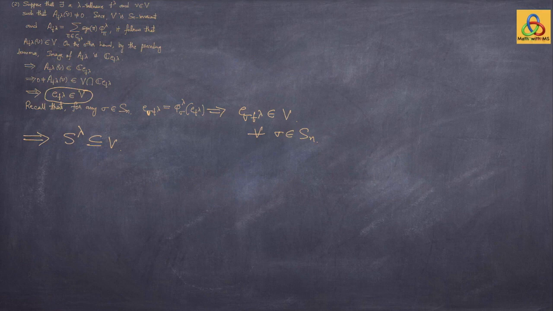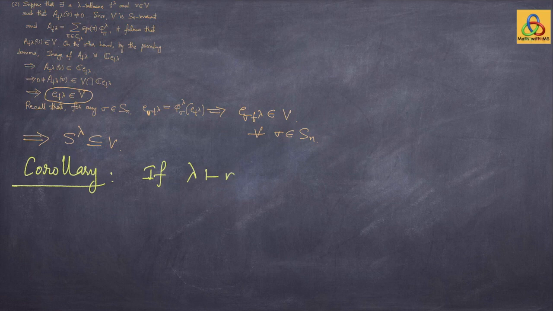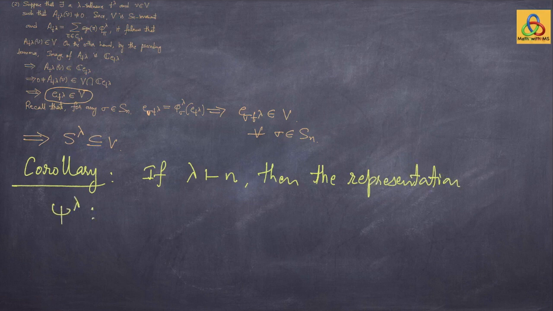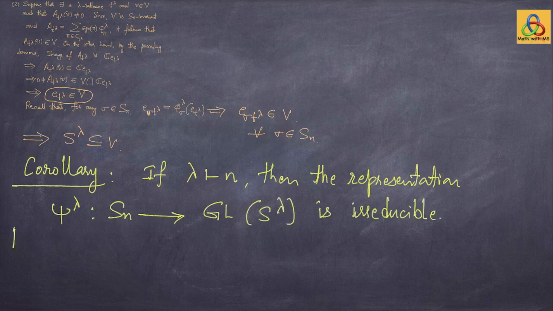Once we have this theorem, we can now prove that the representation psi lambda, where lambda is a partition of n, is an irreducible representation of the symmetric group Sn. As a corollary, we get this very important result. If lambda is a partition of n, then the representation psi lambda of Sn into GL of S lambda is irreducible. Let us write down a proof of this.